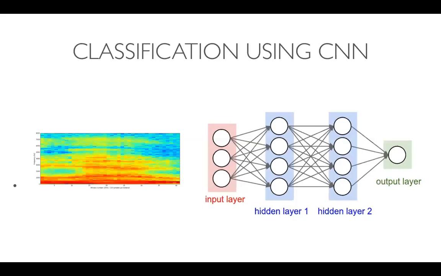Now, once we have the 2D spectrogram, we can easily use it in our CNN model, just the way we do for our computer vision task. The rest of the parts are the same as well, because now we have a 2D array.